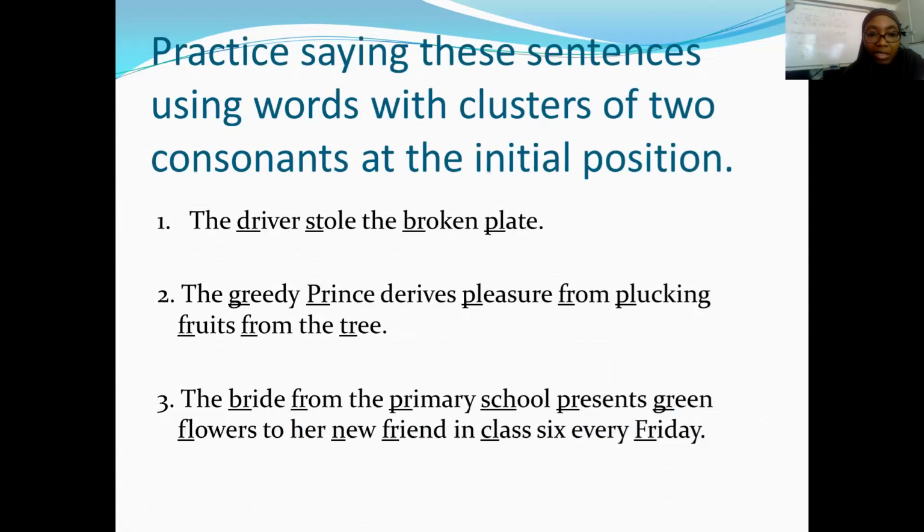Let's take the first sentence again. The driver stole the broken plate. The greedy prince derives pleasure from plucking fruit from the tree. The bride from the primary school presents green flowers to a new friend in class 6 every Friday.